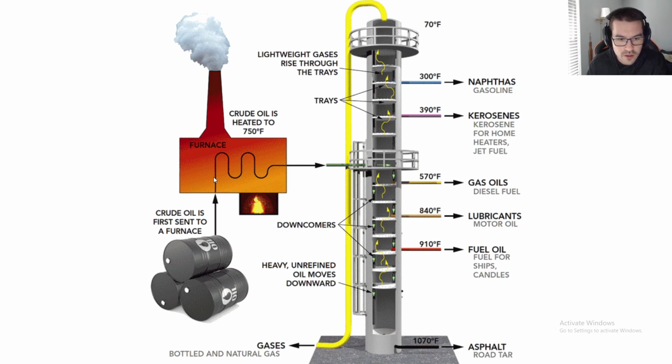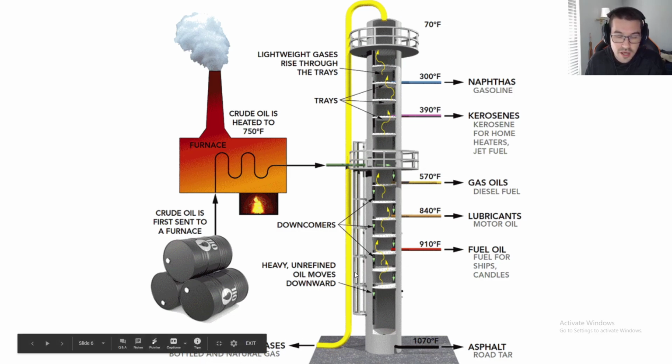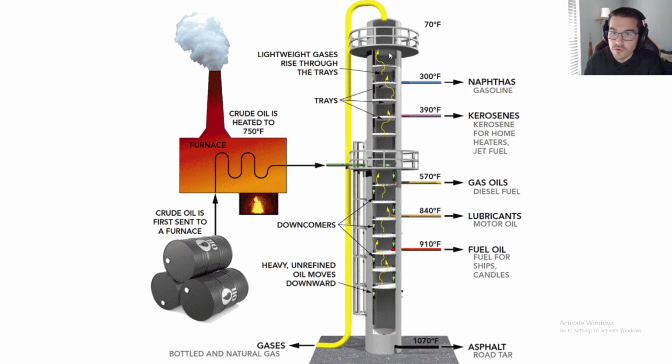You send the initial mixture into a furnace to heat up, and that comes in the middle of the column. The way these things work is essentially the same as that first picture. The things that boil easiest, the things that have the lowest boiling points, are going to rise up the column easily. For example, gases bottled in natural gas that have the lowest boiling point are going to rise up the column and zip on out of there, and those can be separated from the rest of it pretty easily.